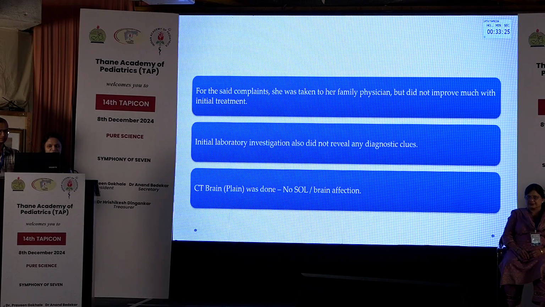For said complaint, she was taken to her family physician, but did not improve much with initial treatment. Initial laboratory investigation also did not reveal any diagnostic clues. Her CT brain was done, which did not show any abnormality. So what are the differential diagnoses here at this point of illness?